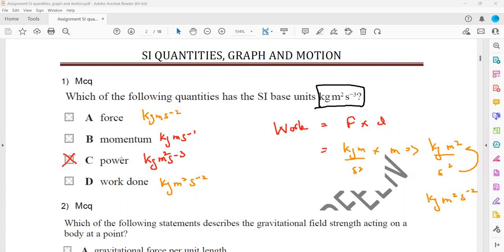So C is the right or valid option as it matches with kilogram meter square second raised to power minus 3. So the important thing to solve such questions: whenever you want to represent the base unit, you should always write the formula, then represent each quantity in terms of base unit, and then simplify the units.